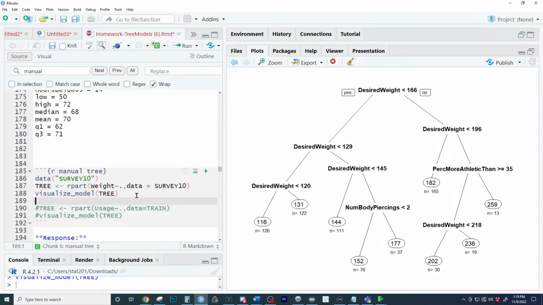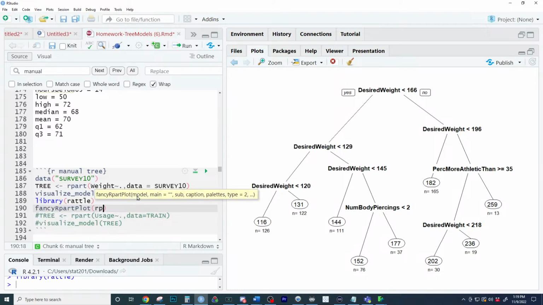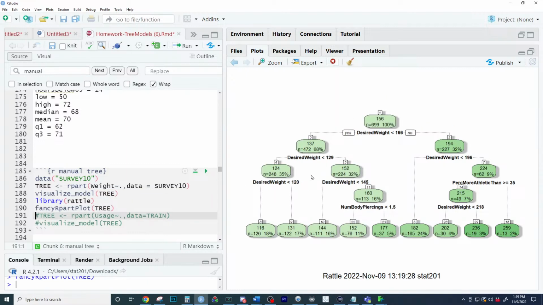What you can also do, check this, Alexander, if you use library rattle, which we showed in class, you can go here to fancy rpart plot, or fancyRpartPlot tree. And this can make some trees a lot easier to view. It depends on the size. Petry's code right there is a little bit easier for big trees. This for smaller trees is a little bit easier to see, and you can see the no and the yes depending on the answer to, do you want to weigh more than 166?